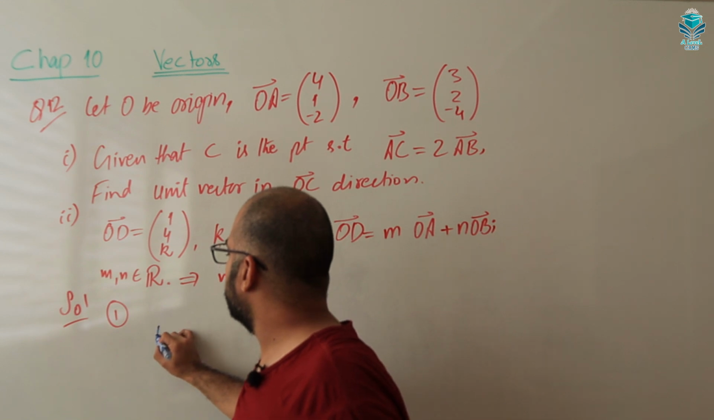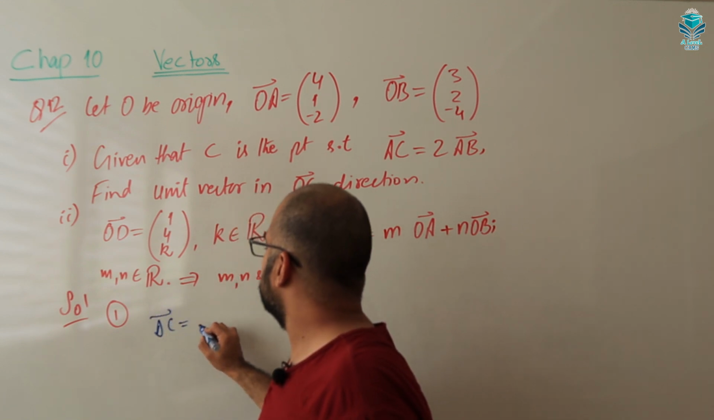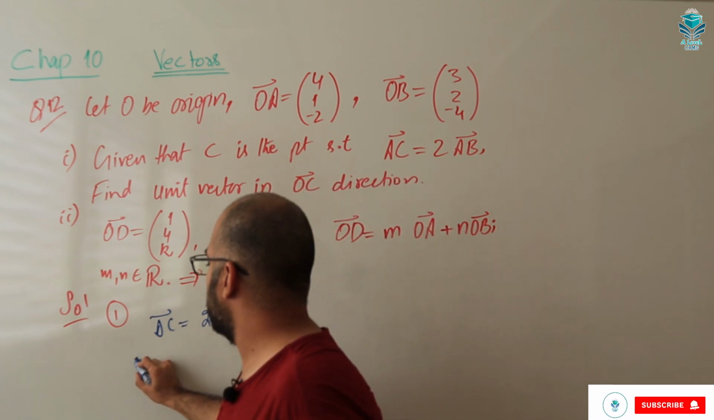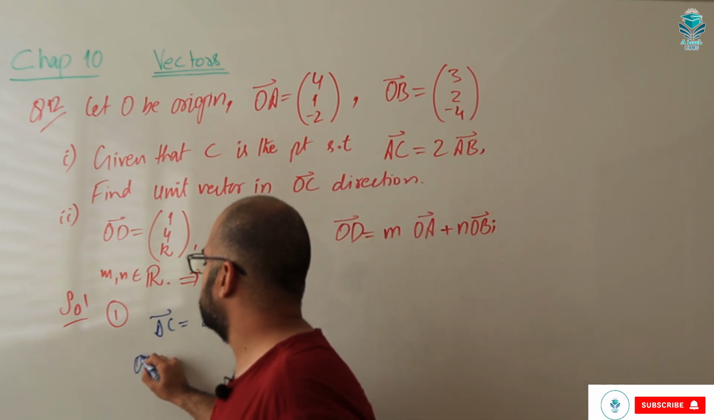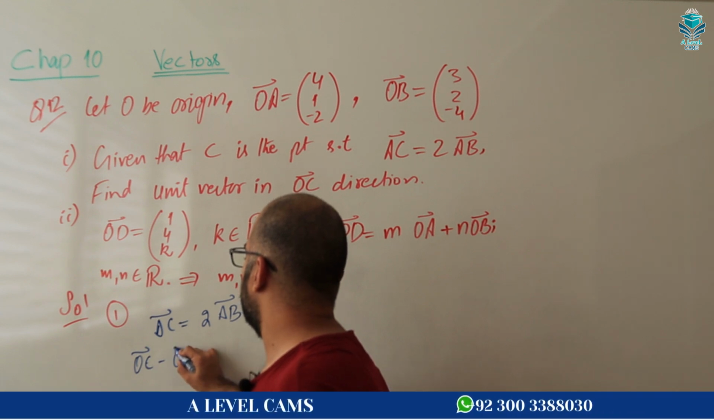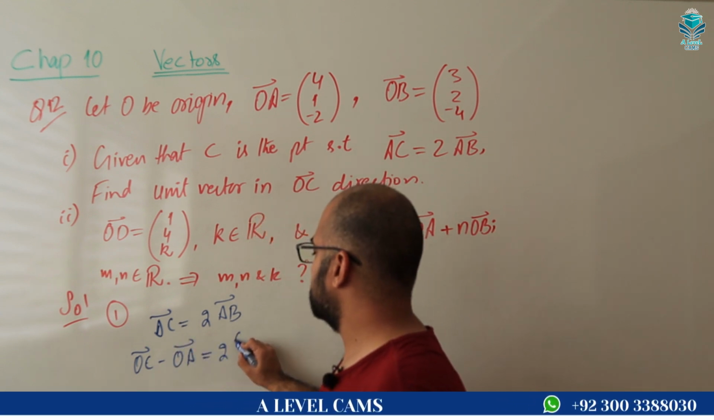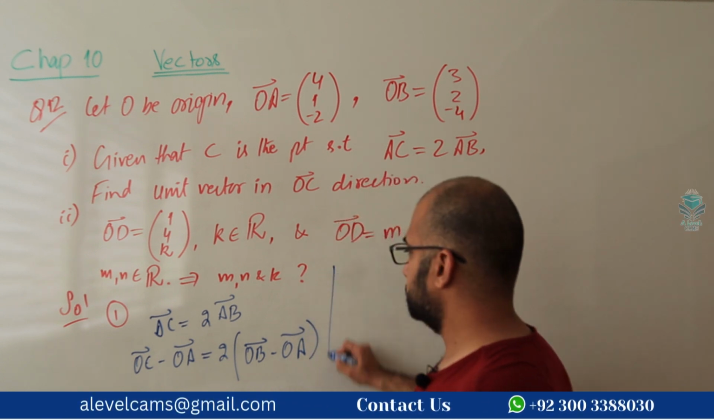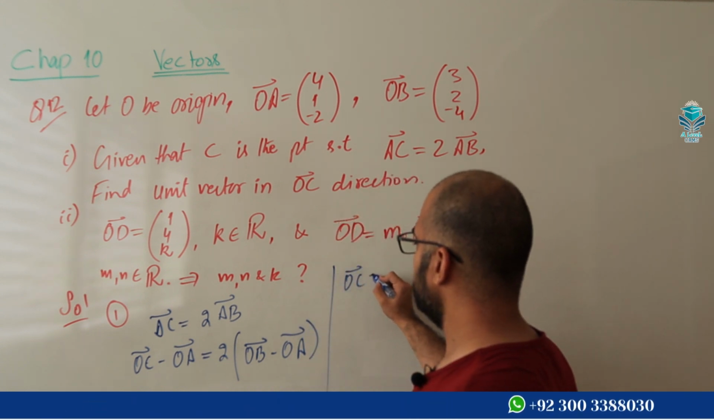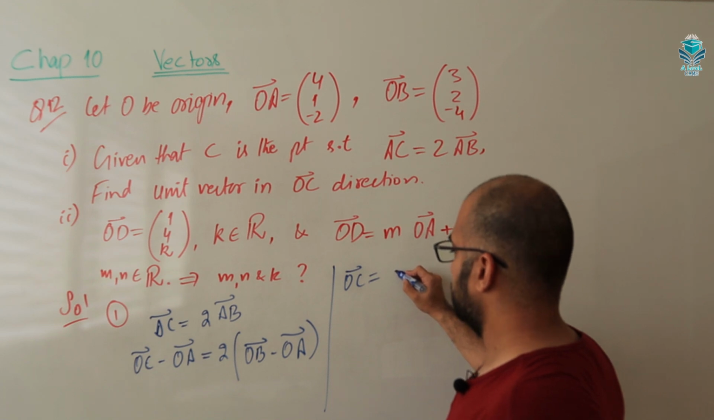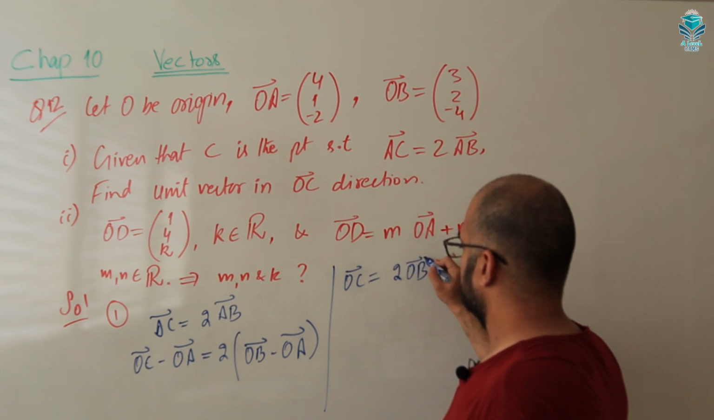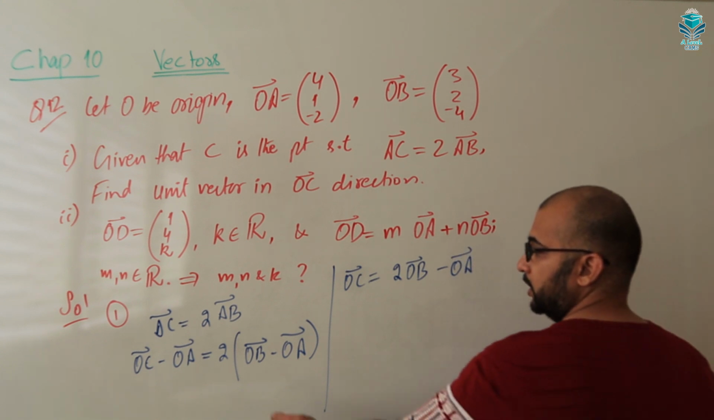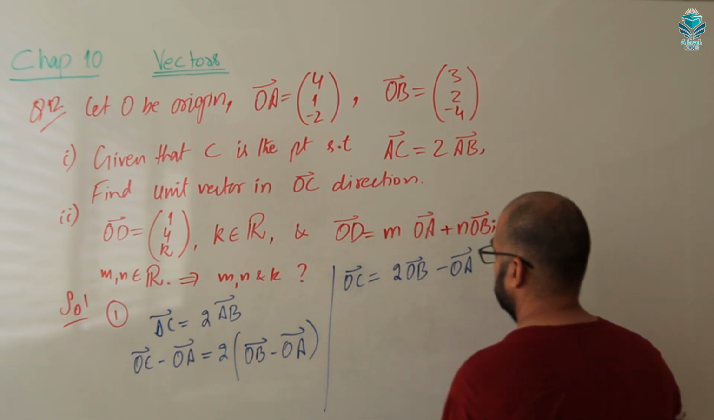So according to the given relation, AC is 2 times AB. So we can write AC as OC minus OA, equal to 2 times OB minus OA. OC we have to determine, so we can write OC equal to 2 OB minus OA. It is minus 2 times OA and plus 1.